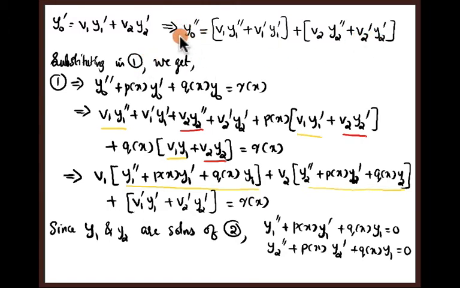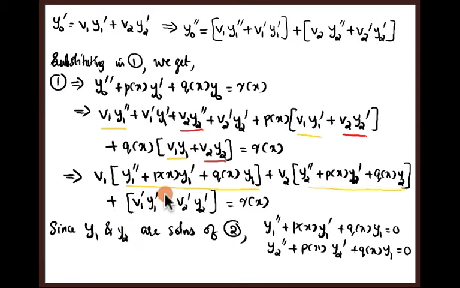Substituting the values of y0'', y0' and y0 in equation 1, we get y0'' + p(x) y0' + q(x) y0 = r(x), since y0 is a particular solution of equation 1. Thus we get this relation. Now for convenience, we rearrange the terms on the LHS by grouping together those terms containing v1 and those terms containing v2 as follows.